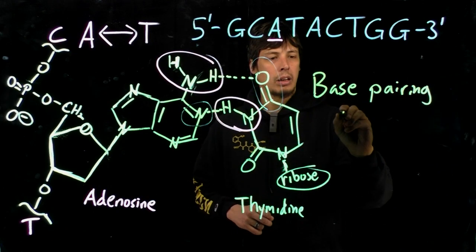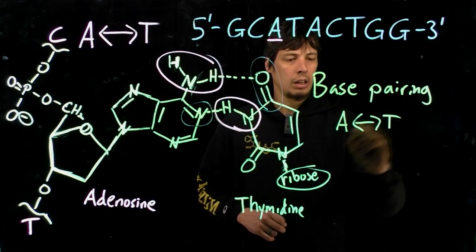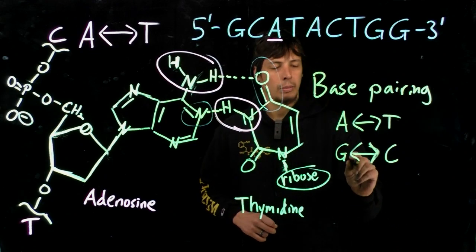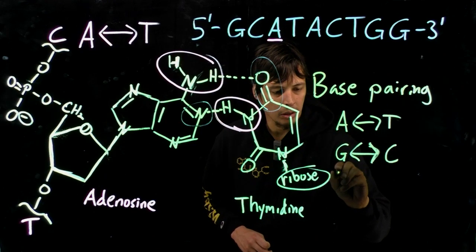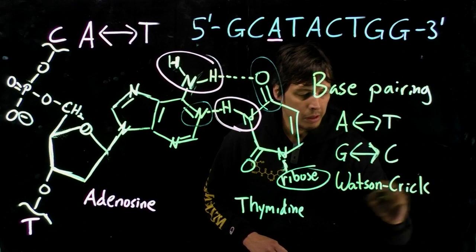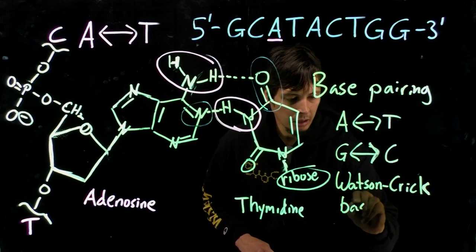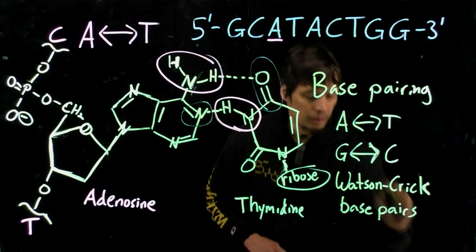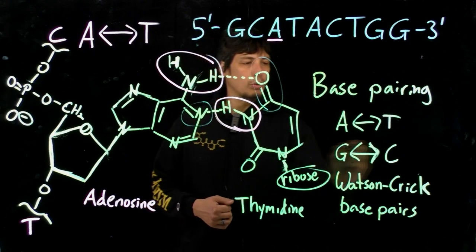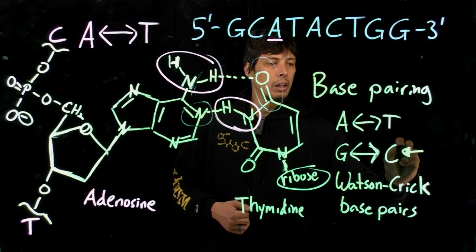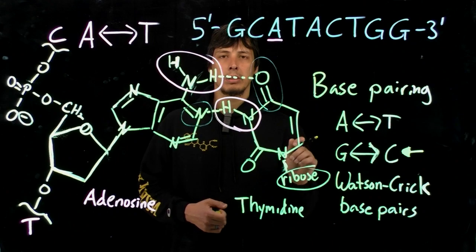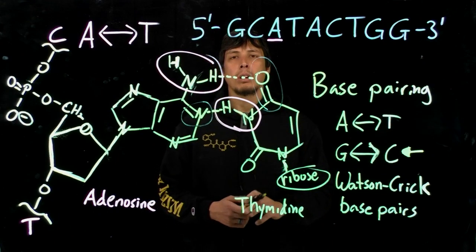And the canonical A to T and G to C base pairs that we see from Chargaff's rules are called Watson-Crick base pairs. Now, try to draw the hydrogen bond interactions for the GC base pairs on your own and convince yourself that there is going to be complementarity as well. The hydrogen bond donors and the hydrogen bond acceptors for these two are also going to be complementary.